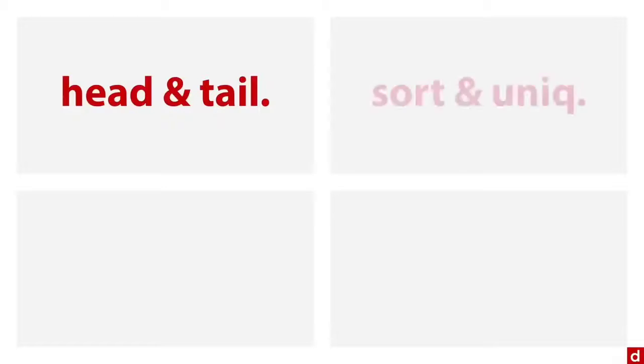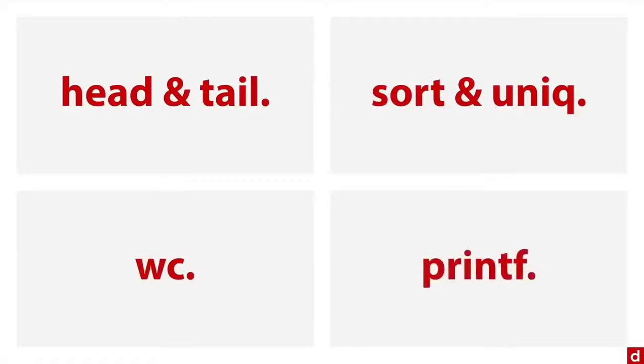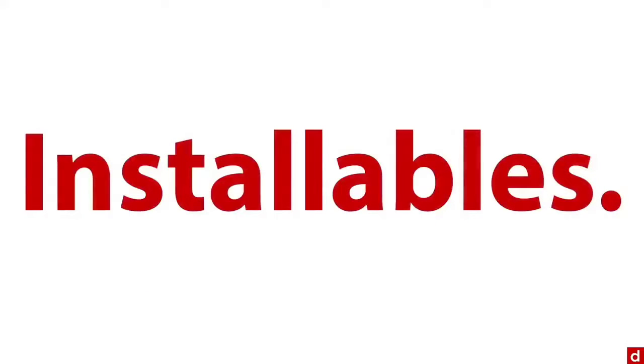A few more are head and tail that display the first or last 10 lines of a document, sort and uniq, which sort and count the number of unique answers in a document, wc, which is for word count, and printf, which formats the output that you get in your console. And while you can get a huge amount of work done with just this small number of built-in utilities, there are also a wide range of installables or other command line utilities that you can add to Bash or to whatever program you're using.